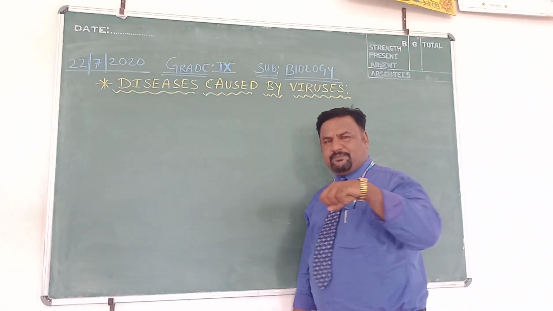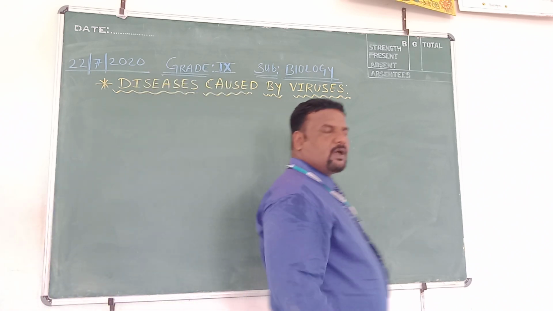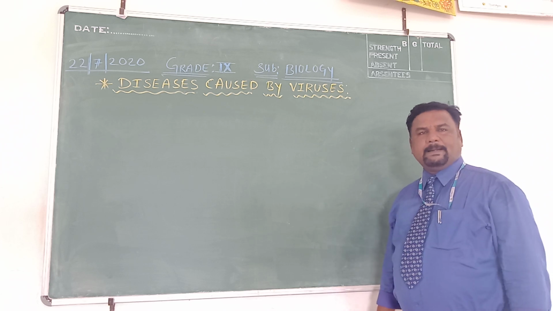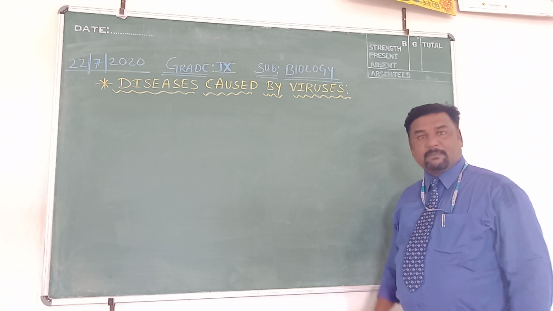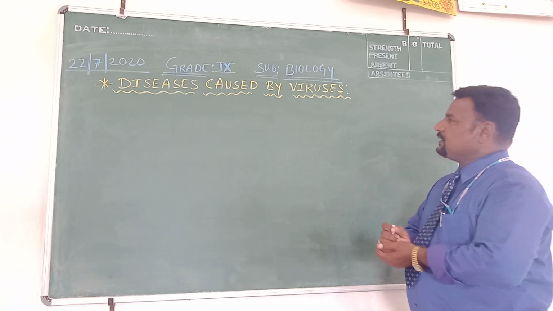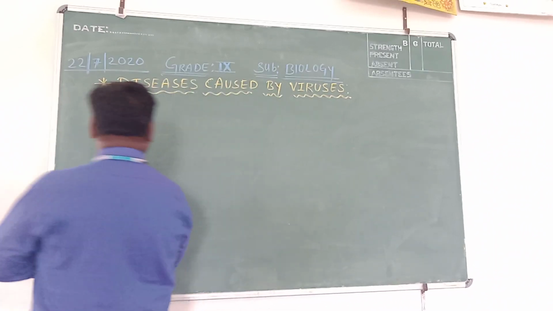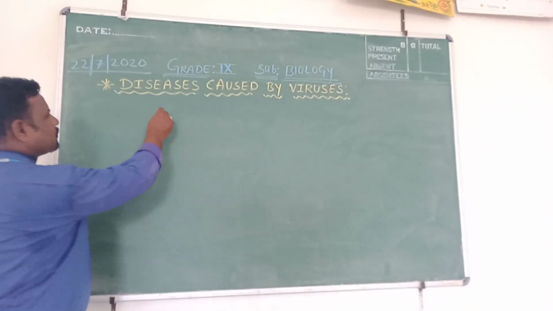For example, viral diseases: HIV, AIDS, polio, chikungunya. There are various examples of that. But before we proceed with the different diseases caused by viruses, we must know the proper structure of a virus.